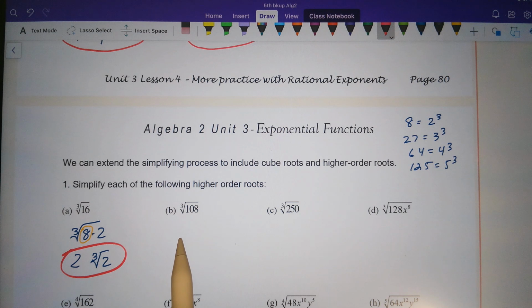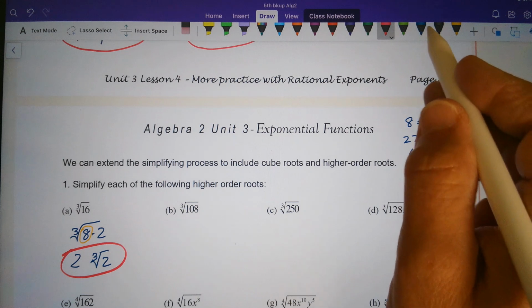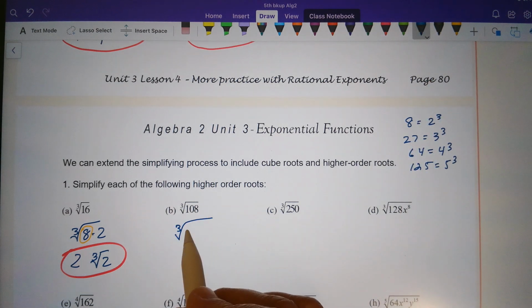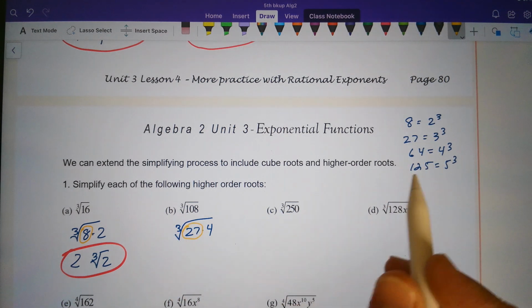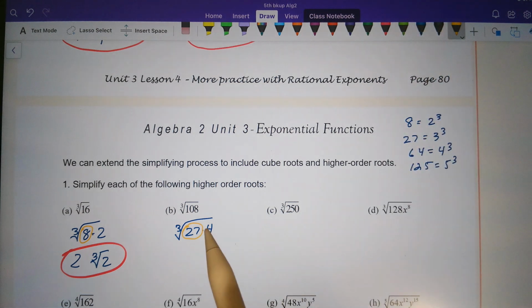B, the cube root of 108. Let's see, I think 9 times 12, so it's got to be 27 times 4. 27 times 4 is 108. Let's just check that. 27 times 4. Yes. Cube root of 27 times 4. 27 is the perfect cube. Its cube root is 3. I wonder if it would be helpful if I write that as 3 and then, yeah, I think I'll do that. I should have done that on the other side. So that's 3, cube root of 4.